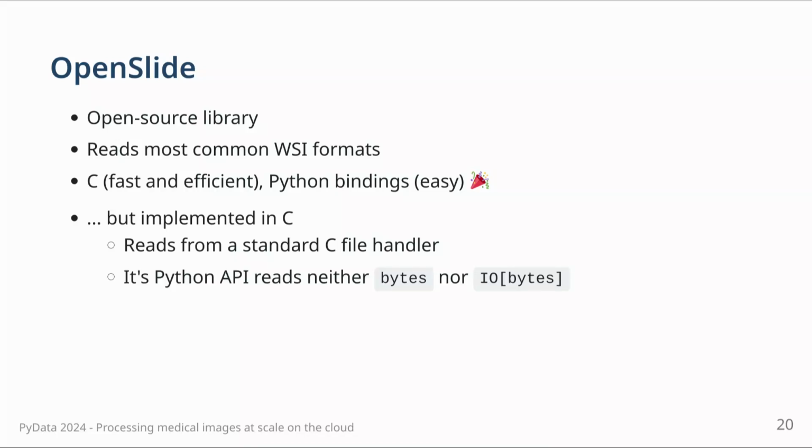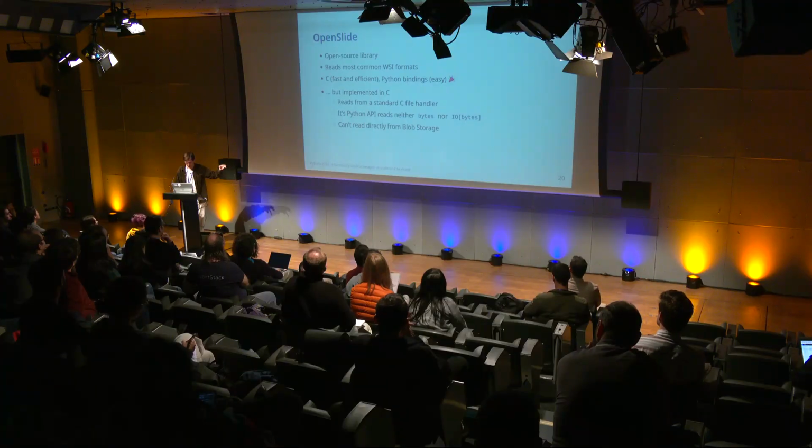And in the cloud, we would rather have wanted to feed bytes or IO bytes, because reading a C file handler like that, we need the file to be on the machine. We can't read directly from the blob storage. So what do we do?